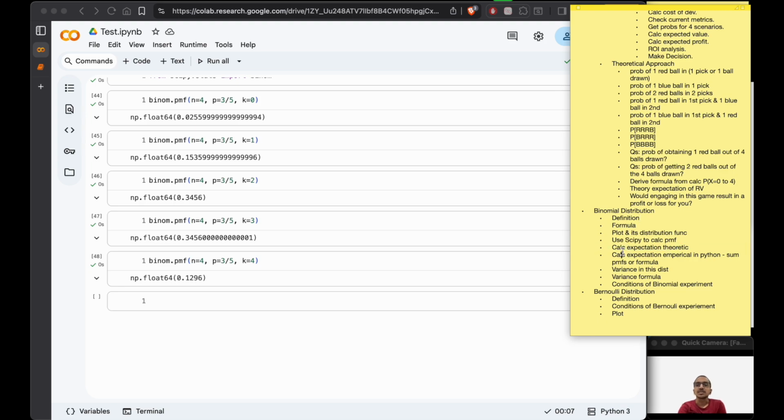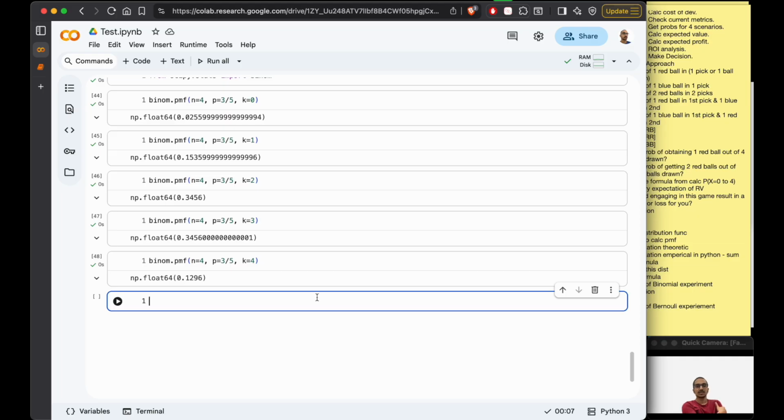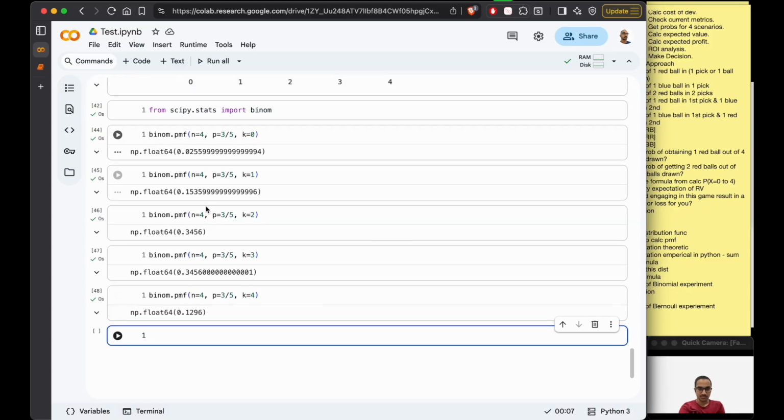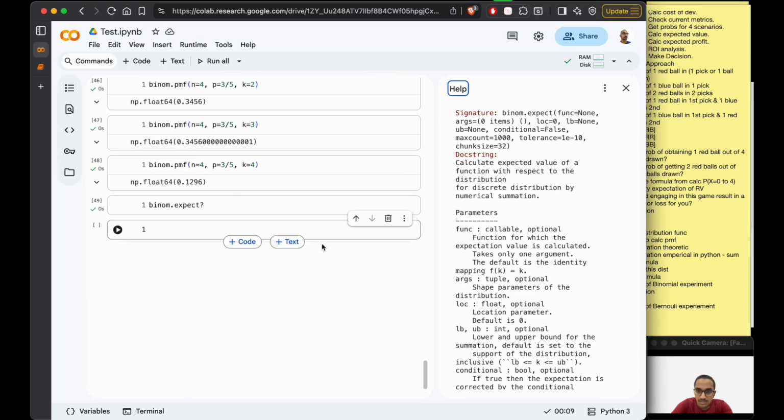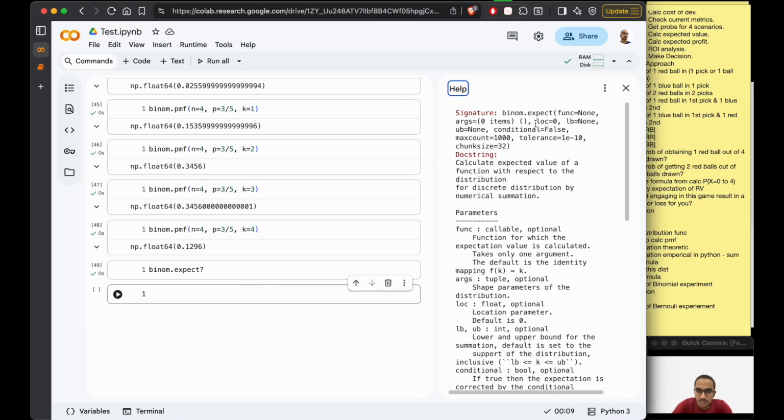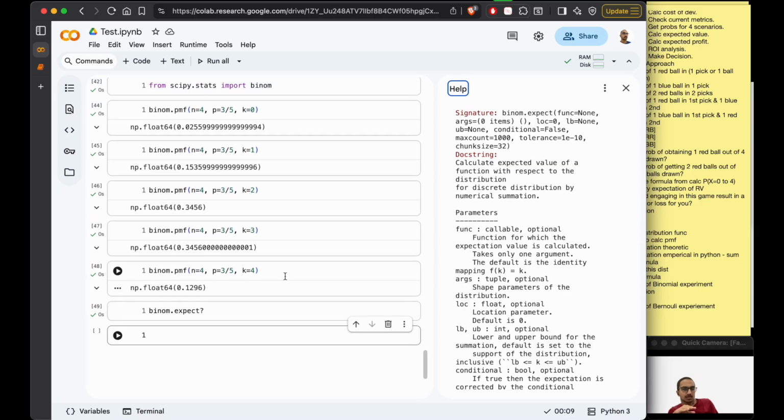Now let's look at the expectation. How do we calculate expectation? The same way, we can use these PMF values times the weight, and sum all of them. That is one way, but obviously there is a direct method. We'll use binom.expect. This is used to calculate the expected value directly. The arguments we have to pass include the random variable, which in this case will be 4.